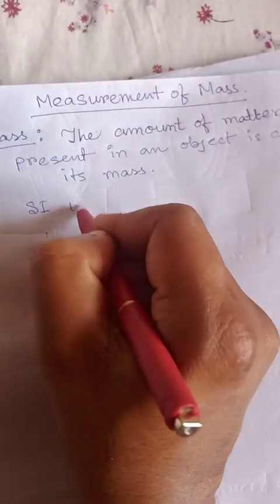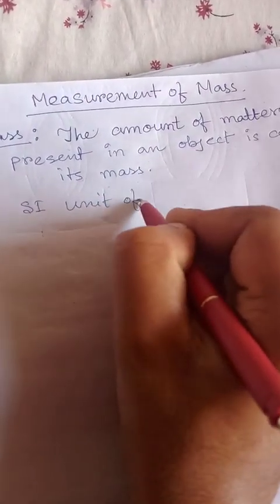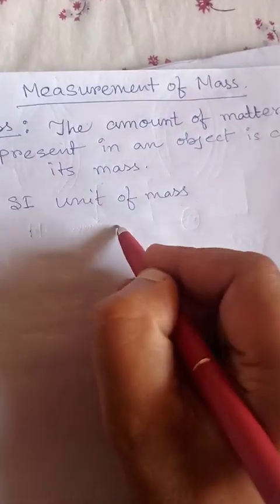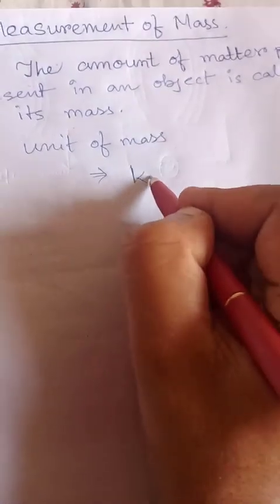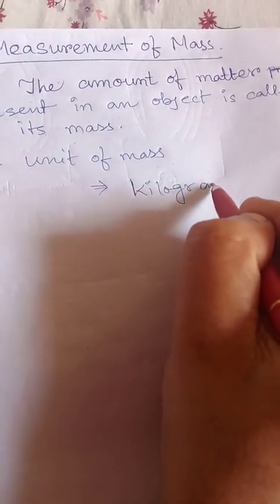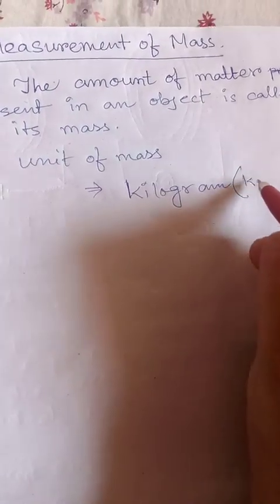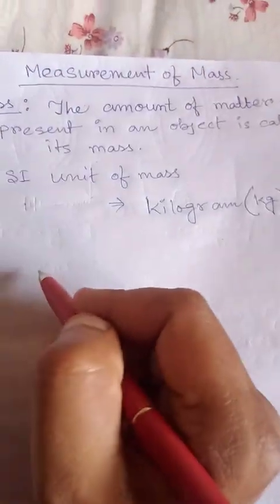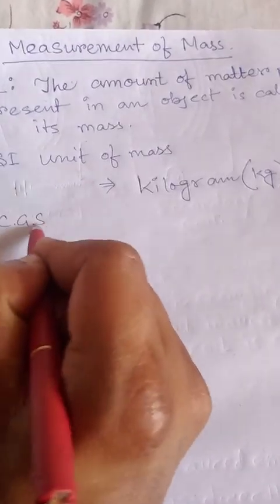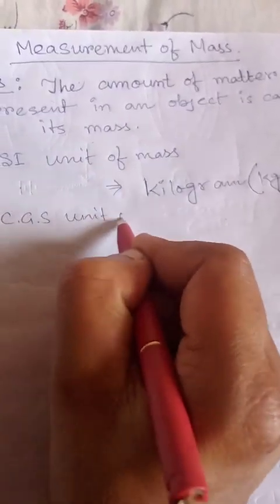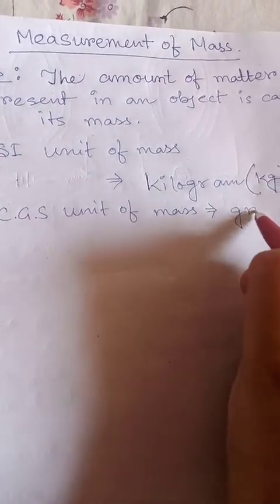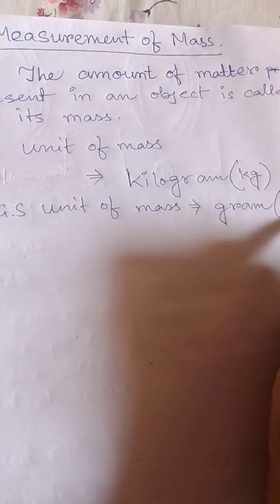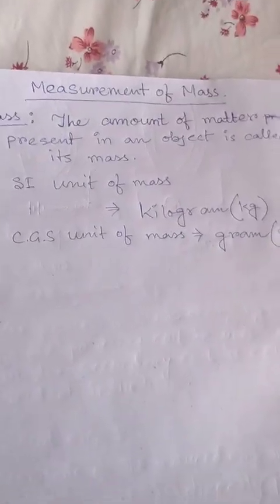And what is the unit of that mass? Mainly the SI unit of mass is kilogram. We write it like that, kilogram, and the symbol of kilogram is kg. And another CGS unit of mass is gram. You know that, and it is symbolized as small g.